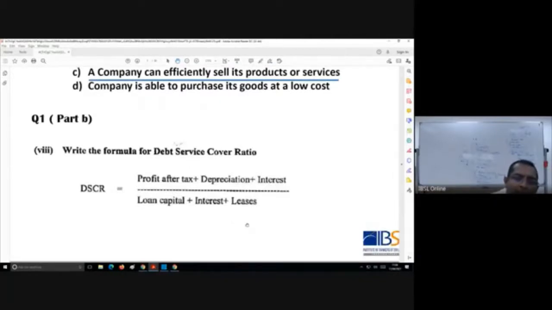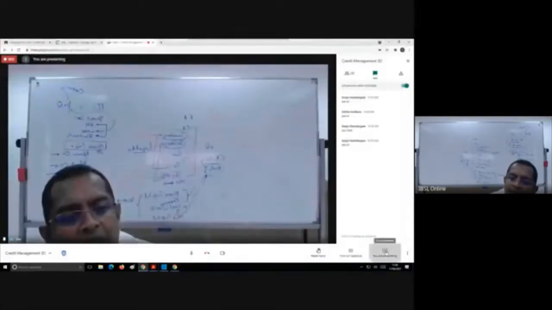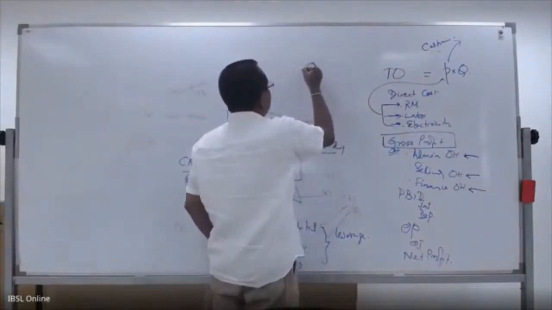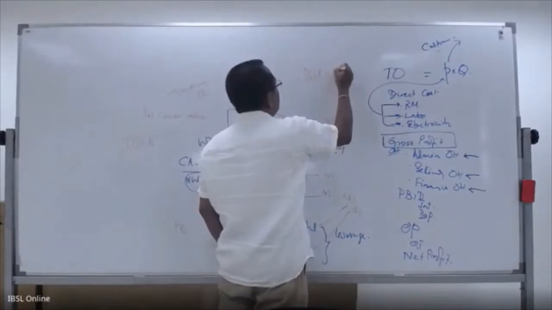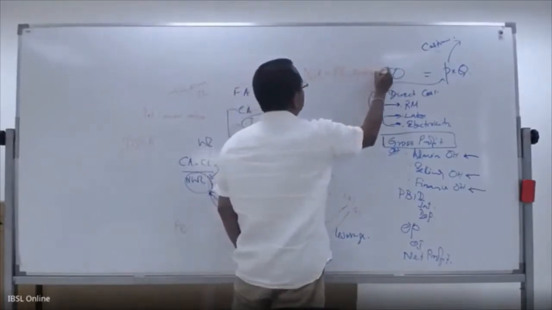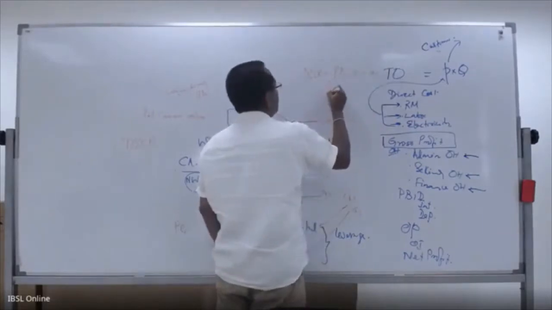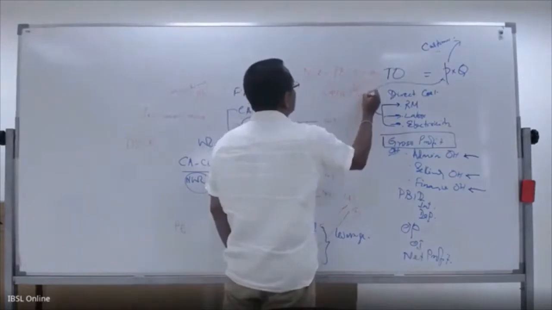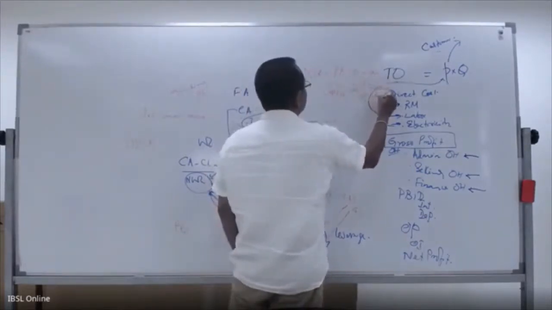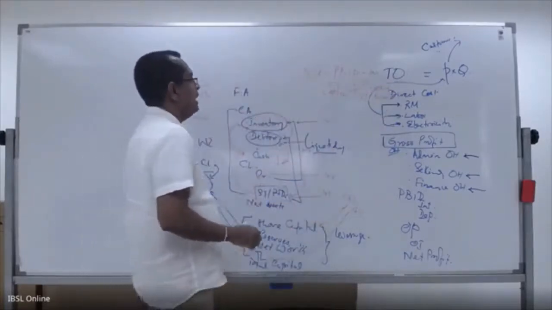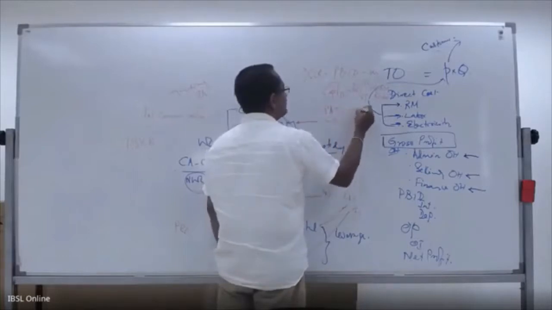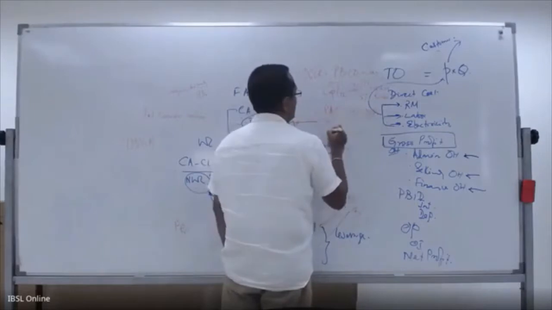Write the formula for debt service cover ratio. Right? Which I taught you in the class, DSCR equals PBID minus tax, divided by capital term loan plus interest term loan and short term, plus lease rentals. The answer has been given as profit after tax plus interest plus depreciation, divided by the same thing.